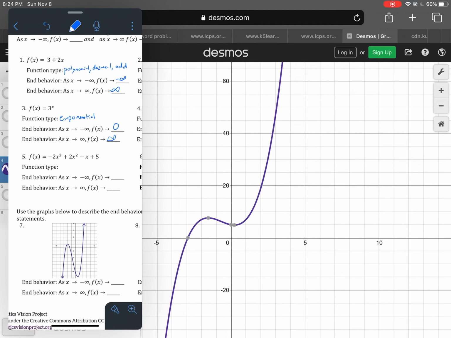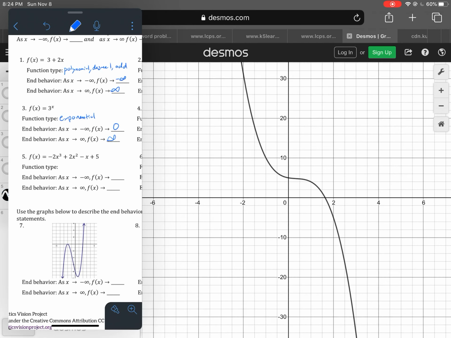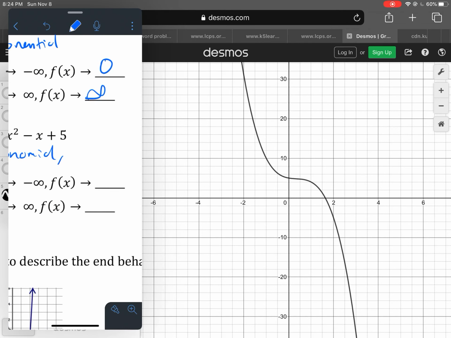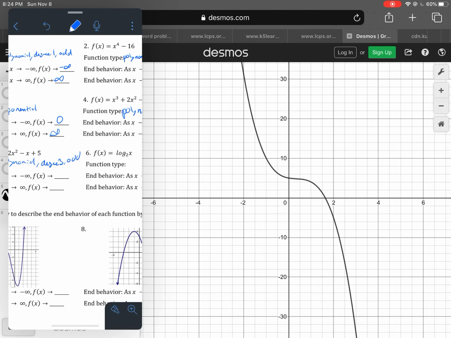All right, next guy. We got negative 2x cubed plus 2x squared minus x plus 5. So function type here, polynomial again, right? This is going to be degree 3 again. And this is again odd.